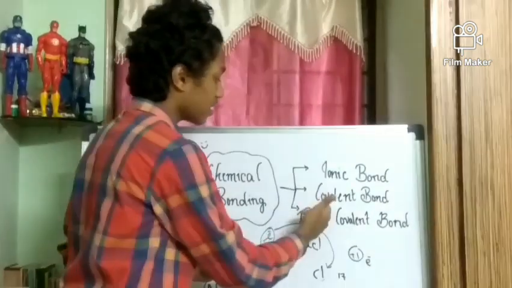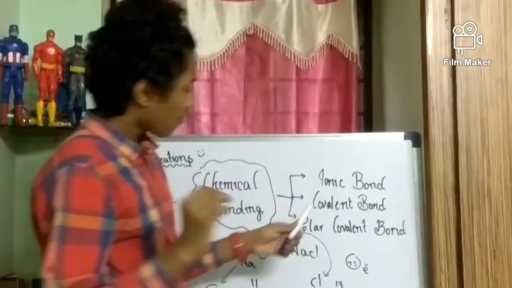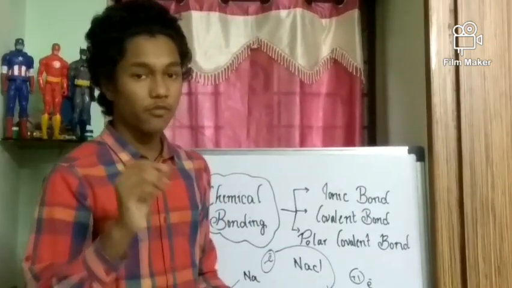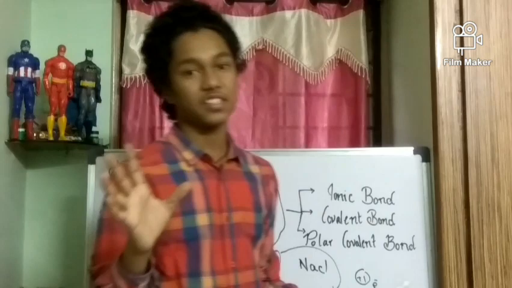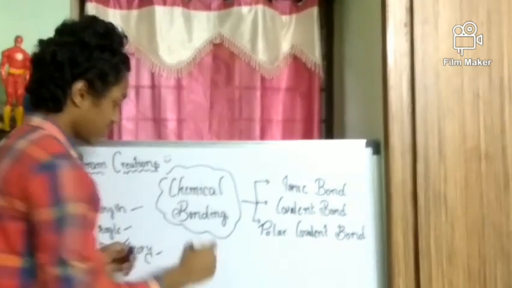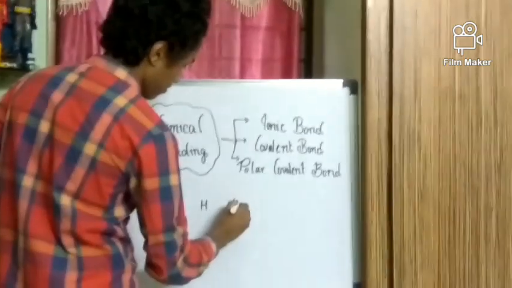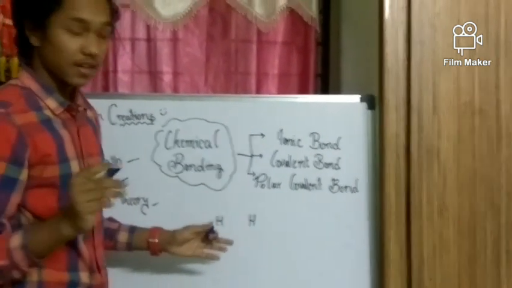Now covalent bond and polar covalent bond are interlinked. So first I'll discuss what is covalent bond, and then you'll get an idea about polar covalent bond. Before that I have to rub this, so just a minute. Now let's go to covalent bond. For this, again, I'll take an example. Just look at it carefully. It's super simple, very easy to remember and understand.